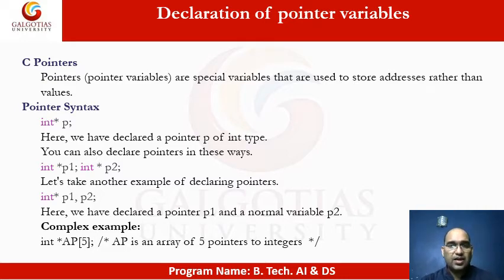Now let's see one more complex example. int *ap[5], where ap is a type of array, right? So what we are saying here is that ap is an array, right? But the values inside ap will not be normal values, they will be addresses of other variables. So that's why we can say that ap is an array of 5 pointers to integer. This ap is not a normal integer array, it's a pointer integer array actually, which can store the addresses of 5 integer variables.